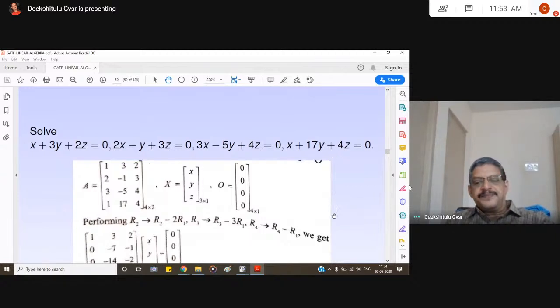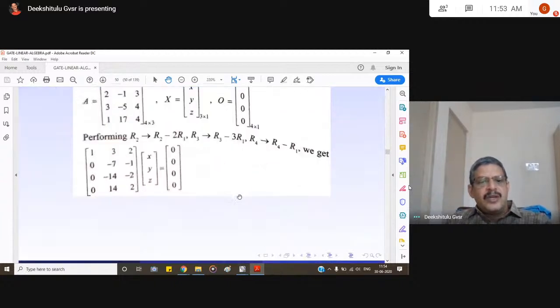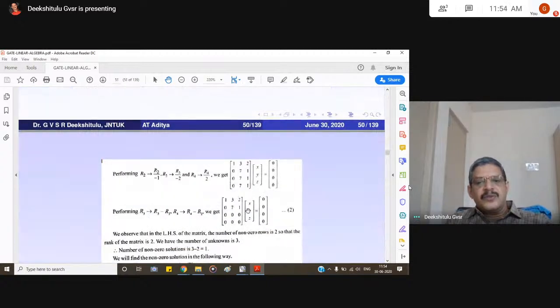Next problem. x plus 3y plus 2z is equal to 0, 2x minus y plus 3z is equal to 0, 3x minus 5y plus 4z is equal to 0, x plus 17y plus 4z is equal to 0. So A is written like this. Reduce the matrix A to echelon form. So this is what we get. How many equations now? The last two rows are zeros. So we have only two rows. Corresponding to these rows, we have two equations.